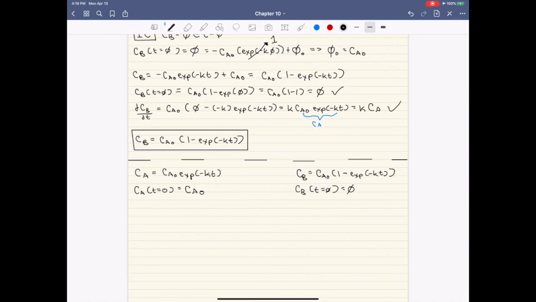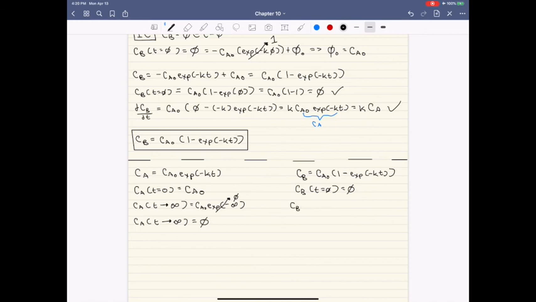Let's now look at the other side. What happens if we let time be really large, so essentially let it be infinity? What we're going to get if we plug into our equation is Ca naught times the exponential of negative k times infinity, which is negative infinity. And so what we're left with is an exponential to the negative infinity, and that is 0. So the limit as time goes to infinity for Ca is basically 0.